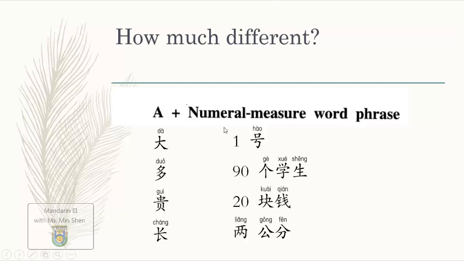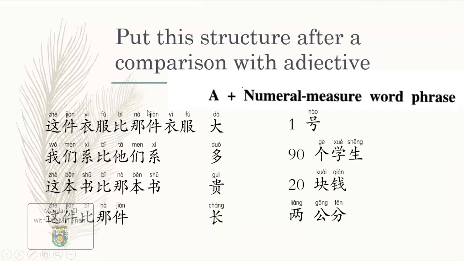So that's why this structure, a numeral, a number, together with the measure word phrase, normally we use after adjectives to tell how much is the difference. In this kind of structure, we call them complement of quantity. How many, how much, the quantity. We can put this structure after a comparison with an adjective.